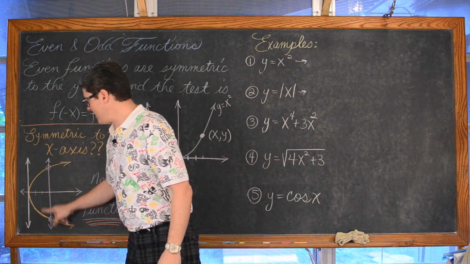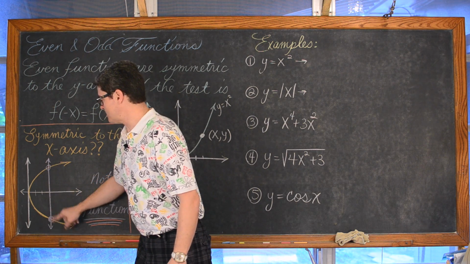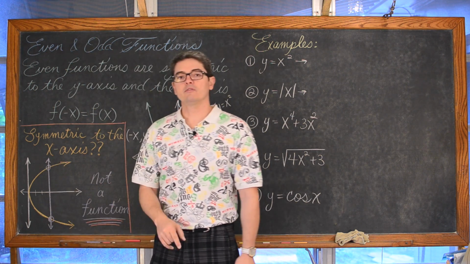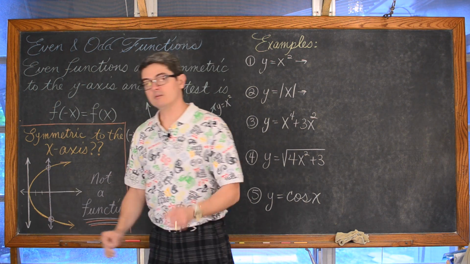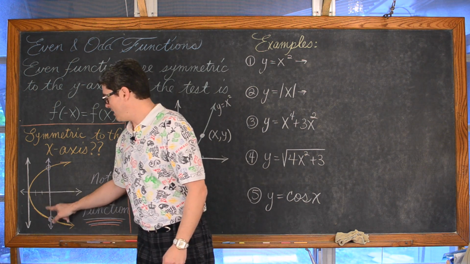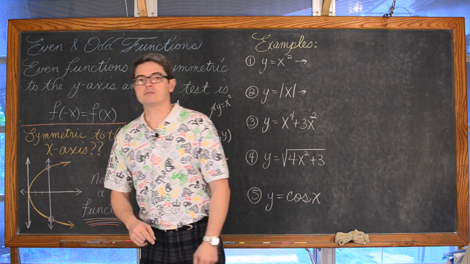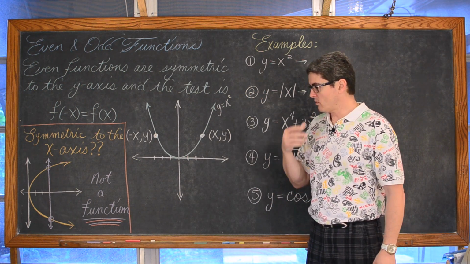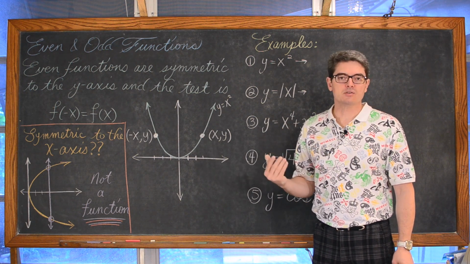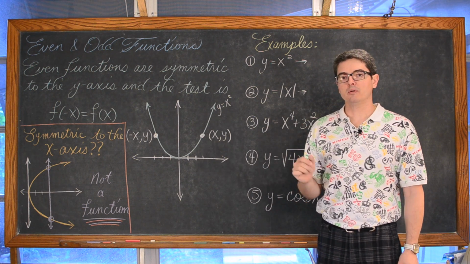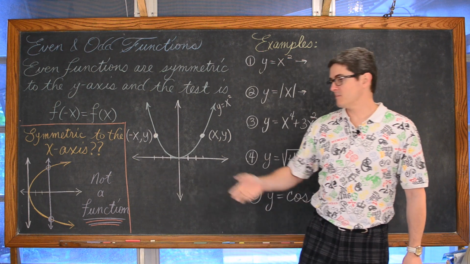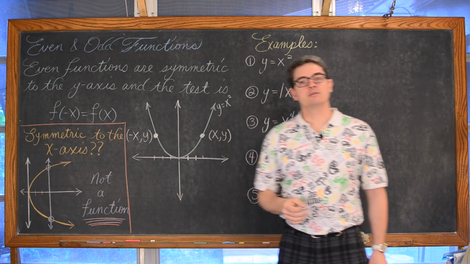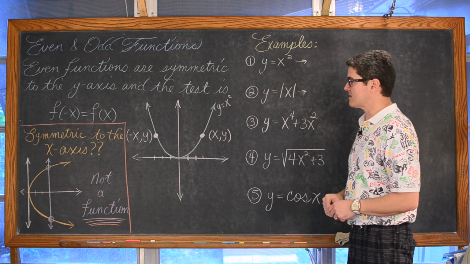So if you have an equation that's symmetric to the x-axis, that means that it would fail the vertical line test. When you drop a vertical line representing an x value, if it can cross more than once, well, it's not a function, it's a relation. So we're not talking about types of relations, we're talking about types of functions. Thus, other than right now where I'm saying it's incorrect, we are not going to be talking about symmetry to the x-axis.